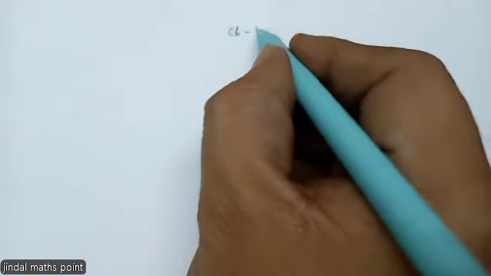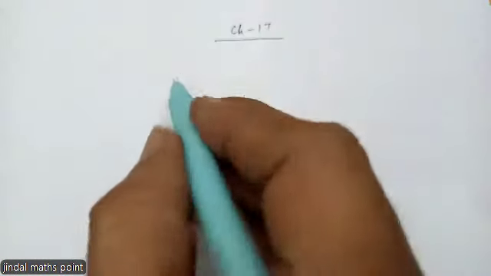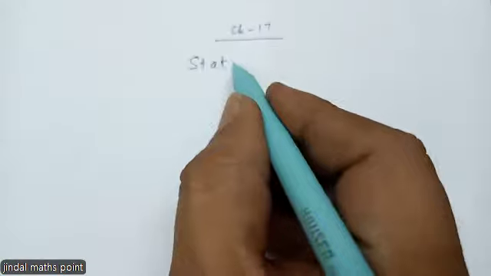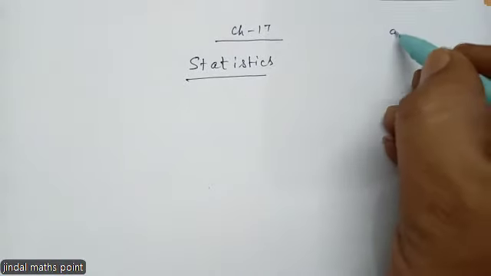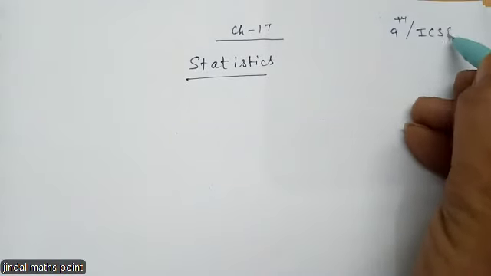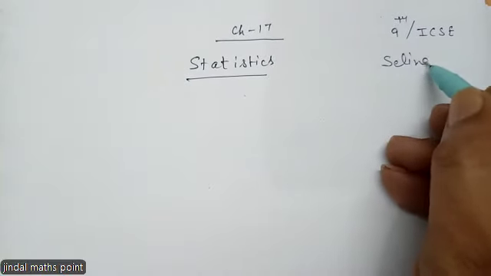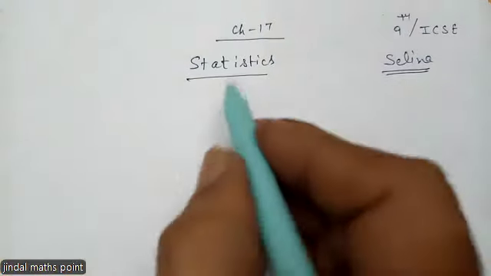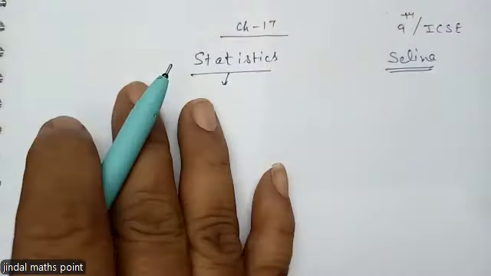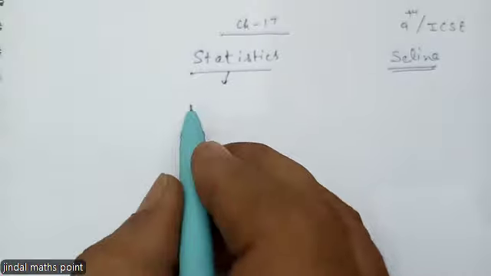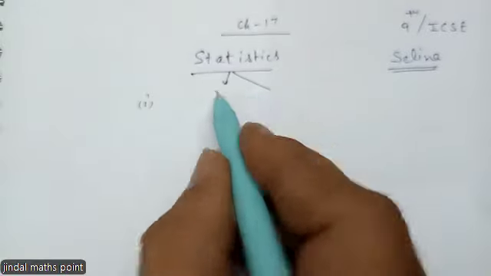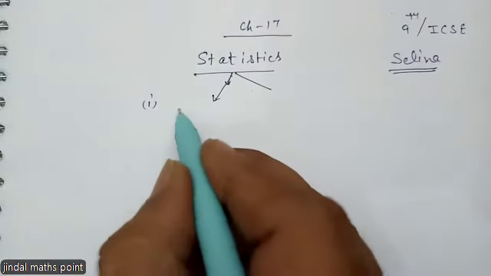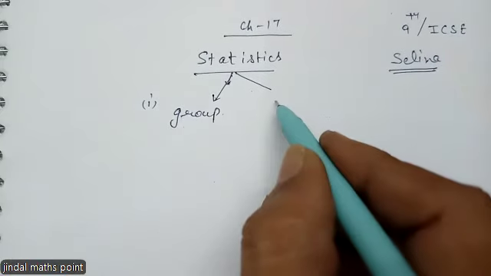Today we will start chapter 17, that is statistics, for class 9th, for ICSE from Selina Class. Statistics is based on raw data. First of all, statistics can be divided into two terms, that is grouped data and ungrouped data.